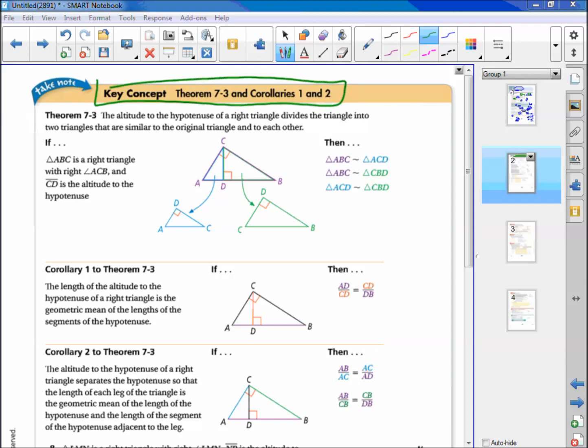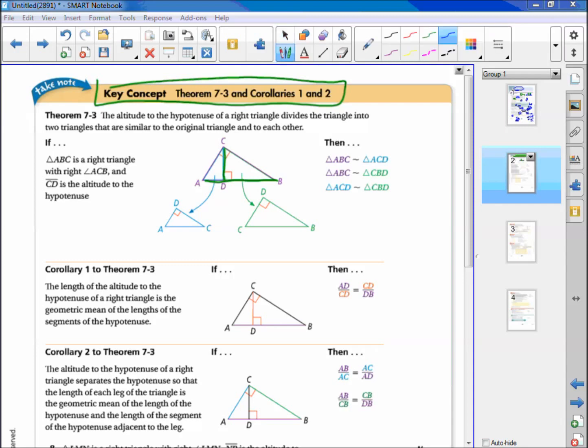So theorem 7.3 says the altitude of the hypotenuse of a right triangle divides the right triangle into two triangles that are similar to the original triangle and also similar to each other. All right, so here is the hypotenuse, it goes from A to B, and we draw its height in, its altitude up to the right angle, okay? All right, so we can see now there's 3 triangles here.